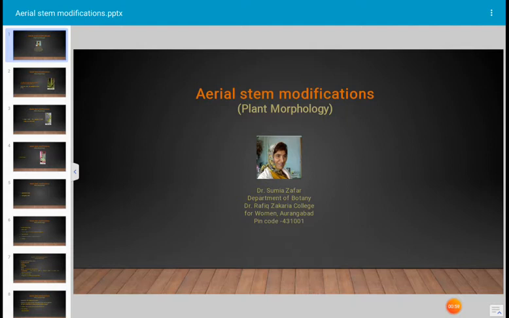The stem produces different types of buds such as terminal bud, floral bud, and axillary bud. All these features of the stem play a very important role in the identification of the plant. And today's topic is aerial stem modifications. There are several modifications of aerial stem which are discussed here.